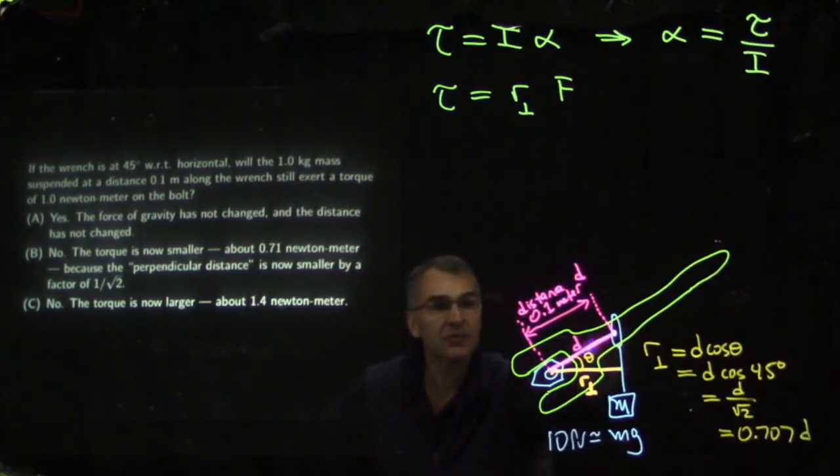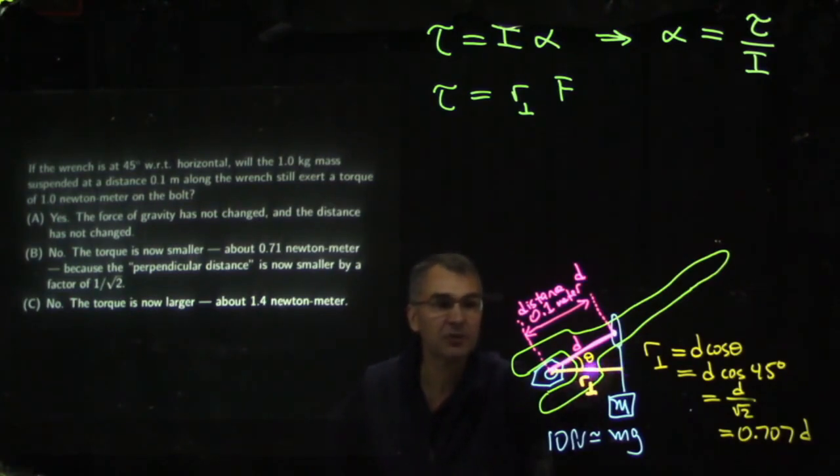So in this case, my distance d was 0.1 meter, and my force mg, the tension in the string, which in this case is just mg, is 10 newtons. But I don't want the whole distance. R perp here, the perpendicular distance from the axis of rotation to the line of action of the force, is just the horizontal part of this displacement. It's not the entire displacement. Since I have a vertical force, I want the horizontal displacement.